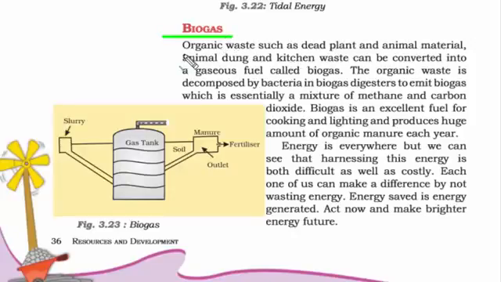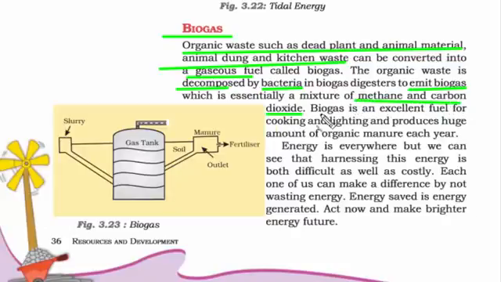And the last form of energy is biogas. Biogas is made out of organic waste such as dead plants and animal material, animal dung and kitchen waste. With the help of bacteria, we decompose the organic waste, so eventually biogas will be emitted. It's a gas which is nothing but a mixture of methane and carbon dioxide. It is good for cooking and lighting. It also produces a high amount of organic manure, fertilizer for agricultural purposes. So this was all about biogas.